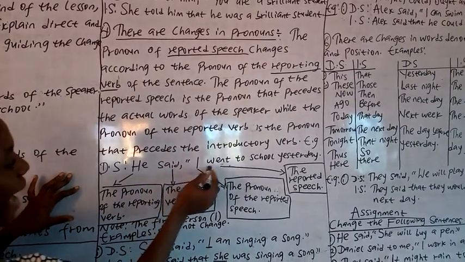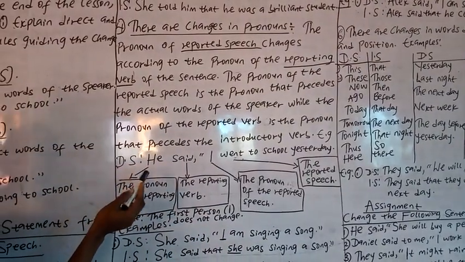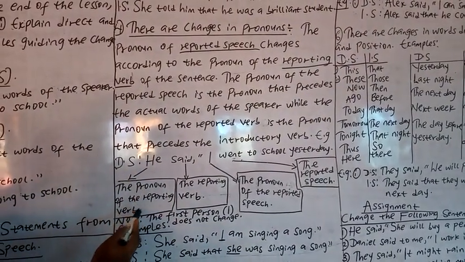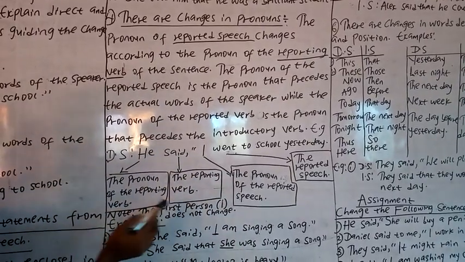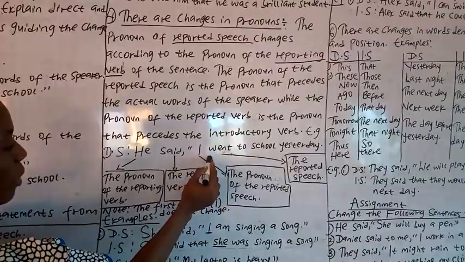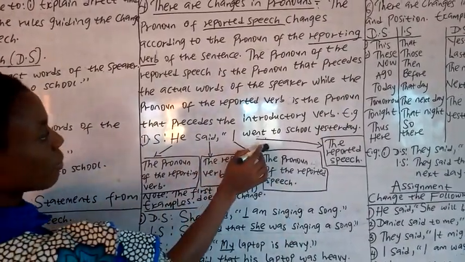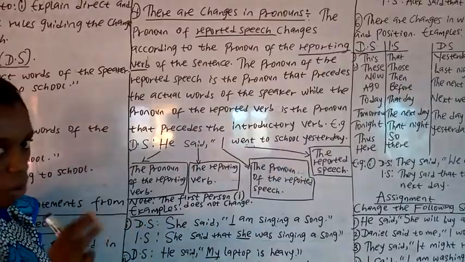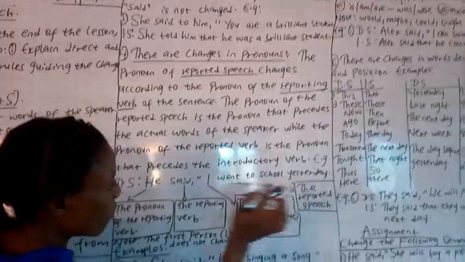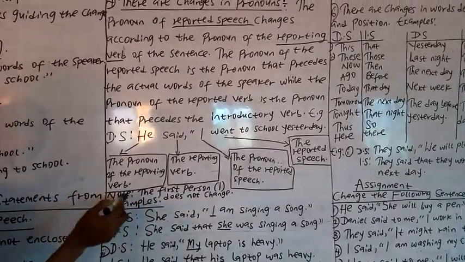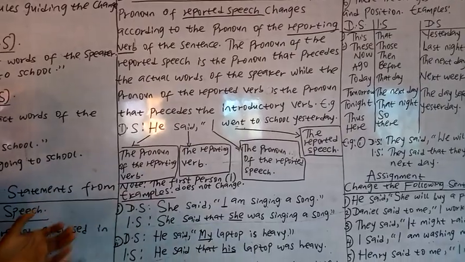Example, he said, "I went to school yesterday." The first pronoun here is the pronoun of the reporting verb. Then "said" is the reporting verb. Then the second pronoun here is the pronoun of the reported speech. This is the pronoun that precedes the actual words of the speaker. Then this statement is the reported speech. Note, the first person pronoun "I" does not change.